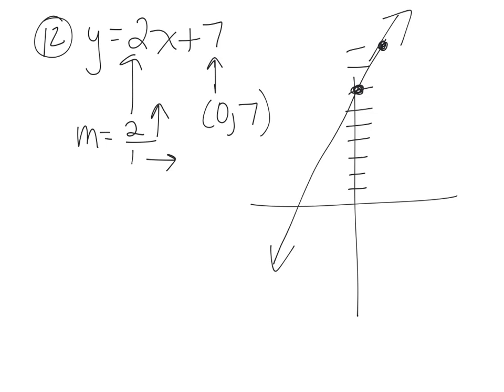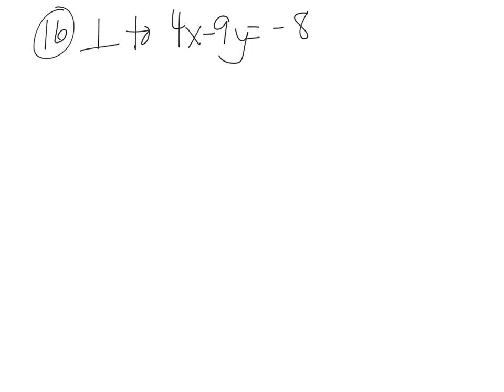16. You're a little off there with your slope and your y-intercept. So we want perpendicular. This is the symbol for perpendicular, that's the shorthand, to 4x minus 9y equals -8. So that means I've got to solve that for the slope. And then I want perpendicular, so that's the negative reciprocal of the slope I find. And it goes through -4, 6. So find the slope here.